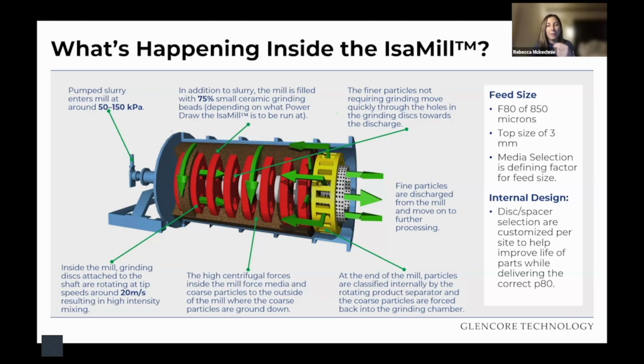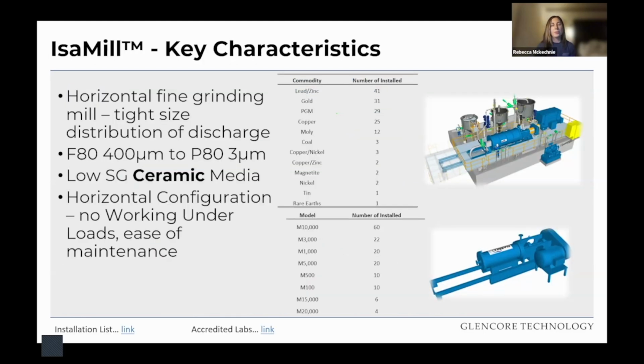At the discharge end, we have the internal classifier. Basically it's a product separator, and this is unique to the isomill. The product separator classifies fine particles from the coarse particles, and thus prevents any overgrinding by sending the coarse particles back to the beginning of the mill, giving them a second chance to pass through. In this way, that internal classification system ensures a very nice tight size distribution when we're using the isomill. That tight size distribution contributes to more predictability and better performance within circuits.